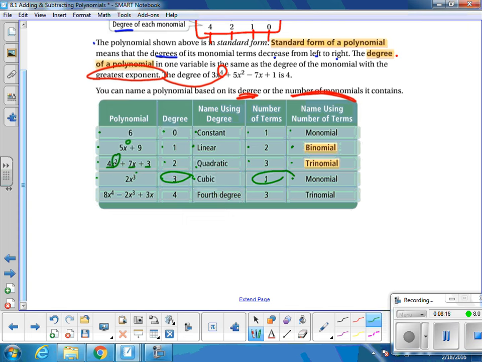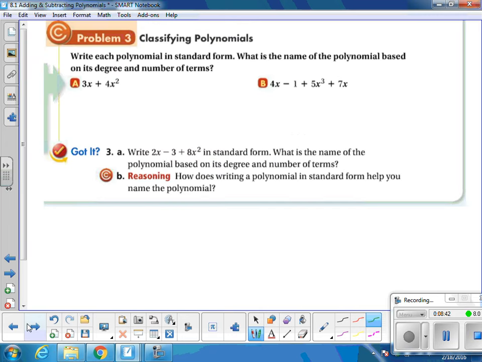Sorry, my mistake. Let's look at this last example here. I can see that there are 3 terms, but the highest degree is 4. So at this point, we could just call it 4th degree. And because it has 3 terms, it's a trinomial, so we call it a 4th degree trinomial. This is the language of math. It's classifying what we're looking at, and you'll get used to that as we practice it.